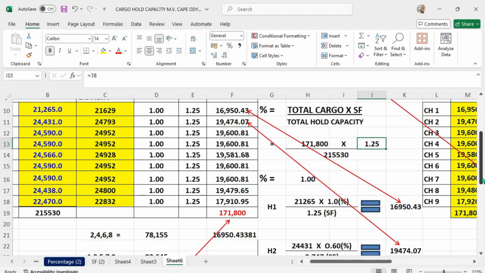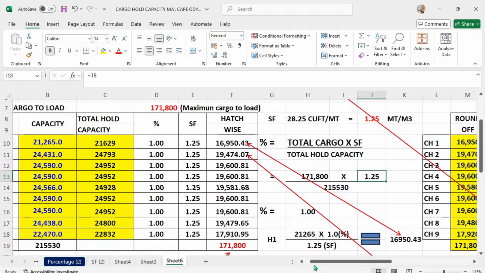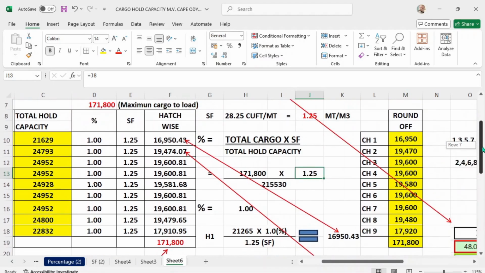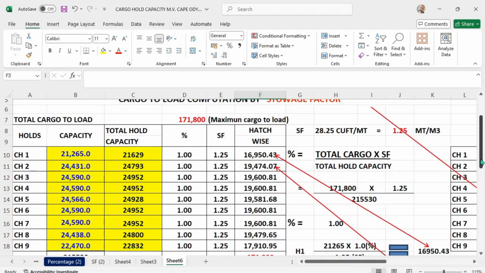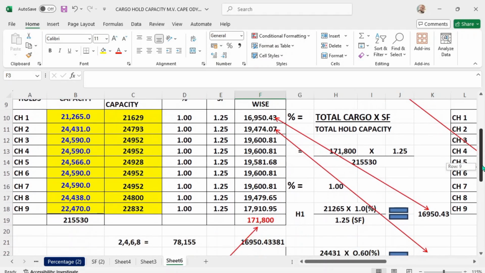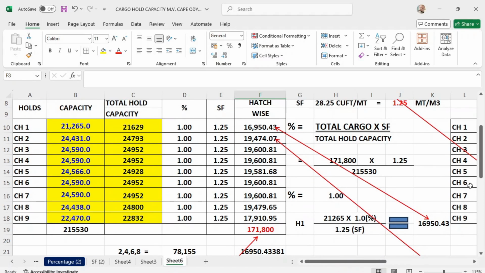Okay, so if you got 1% here, you put 1% from holds 1 to 9. So you put 1 until you reach hold number 9. And the stowage factor of 1.25 metric tons per cubic meter, from hold 1 to 9 you put 1.25. Then how do I get this figure? You see the arrow here. It says in hold number 1, with this formula, the cargo hold capacity is 21265, which is this one, multiplied by your percentage of 1% over your stowage factor of 1.25. With this formula, guys, you get the value of 16,950.43.